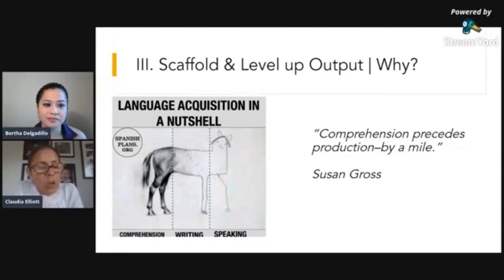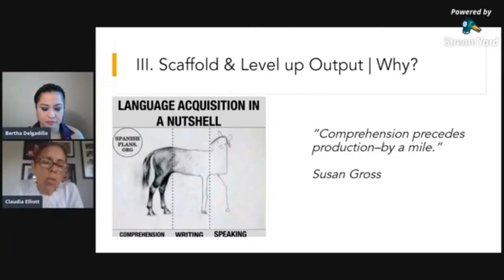Don't you love this image, Bertha? Absolutely. Yep. It definitely breaks it down really easily for us to understand. This is a great image because comprehension precedes production by a mile. That is so true. So when we are designing the task for our students to complete in the class, we really need to think, what are they ready to produce? The fact that they understand something doesn't mean that they can produce it yet.